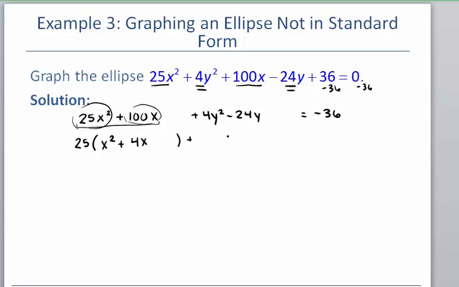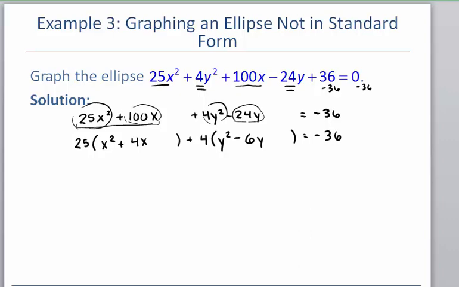We're going to do a similar thing for the y's. For the y's, we're going to factor a 4 out of these two terms. So when I pull a 4 out of a 4y squared, it's going to leave me a y squared. When I pull a 4 out of a 24y, it's going to leave me a 6y. And again, we're doing that because we have to have a coefficient of 1 sitting in front of our squared terms before we can complete the square.